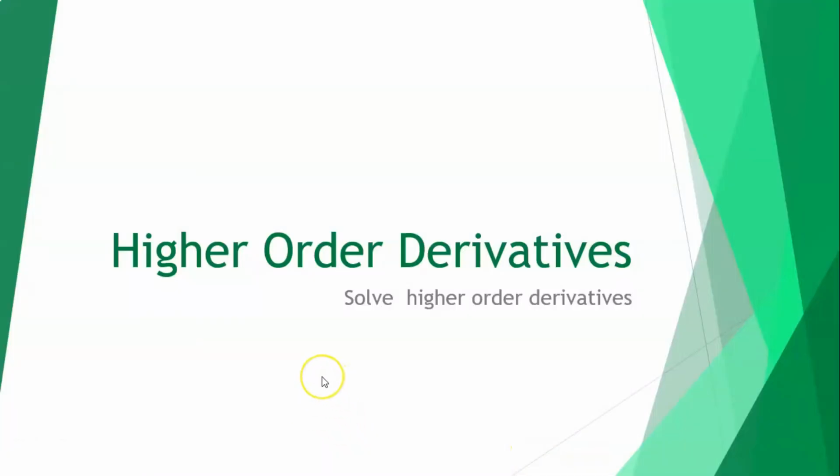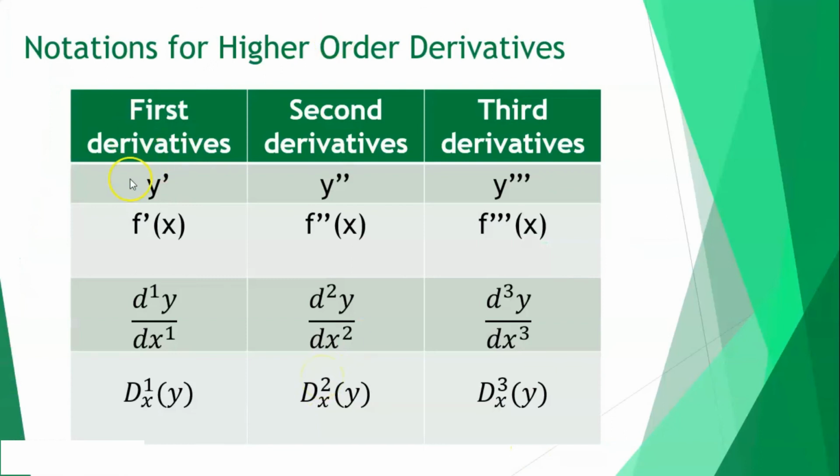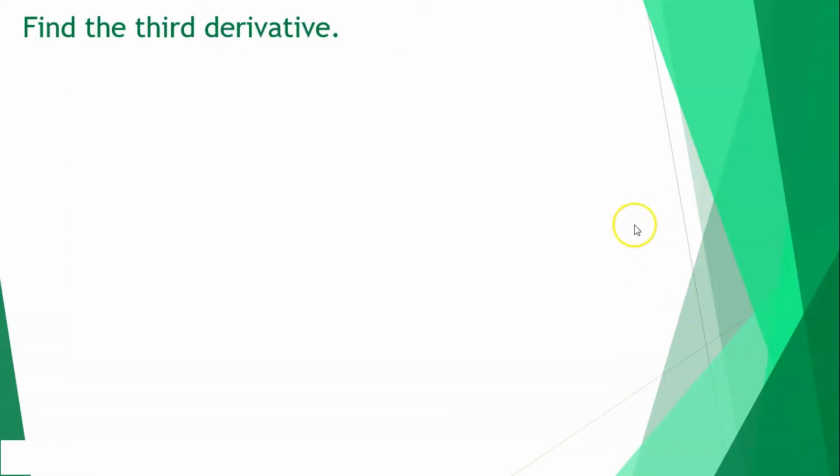Higher order derivatives. Now, these are the notations for higher order derivatives. So for the first derivative, we have here y prime, f prime of x, and so on. For the second derivative, we have y double prime, or it could be f double prime of x, and so on. And the third derivative could be y triple prime or f triple prime of x, and so on. So whatever method or notation we use, it's absolutely fine. Okay, let's have an example.